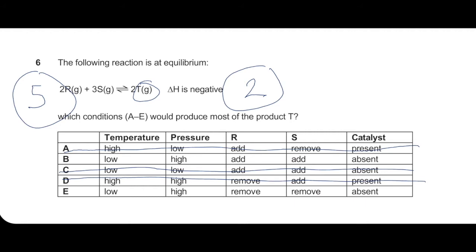Now adding more R and S will increase the yield compared to adding low amounts, so we can remove E. And what do you know? The answer is B, but just in case maybe you didn't know R and S, let's move on to the final column, catalyst. It doesn't really matter if a catalyst is present or not. This is because a catalyst affects rate. It doesn't affect the yield. A catalyst does not change the equilibrium of a reaction. So the answer is B for question number 6, and question number 6 has been completed.